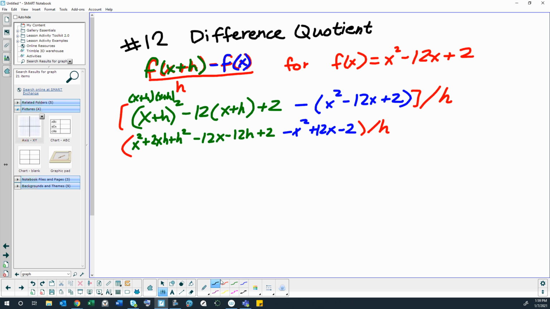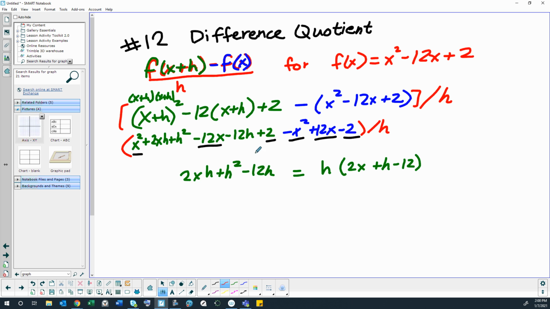Alright, at this point, we should combine like terms. So we have x squared and negative x squared. Those cancel out. We have negative 12x and positive 12x. Those cancel out. We have 2 and negative 2. Those cancel out. All we have left are these terms that have h in them. So 2xh and h squared and negative 12h. And since there's an h in each of those terms, we can actually factor out an h value. So that leaves us with h times (2x plus h minus 12).